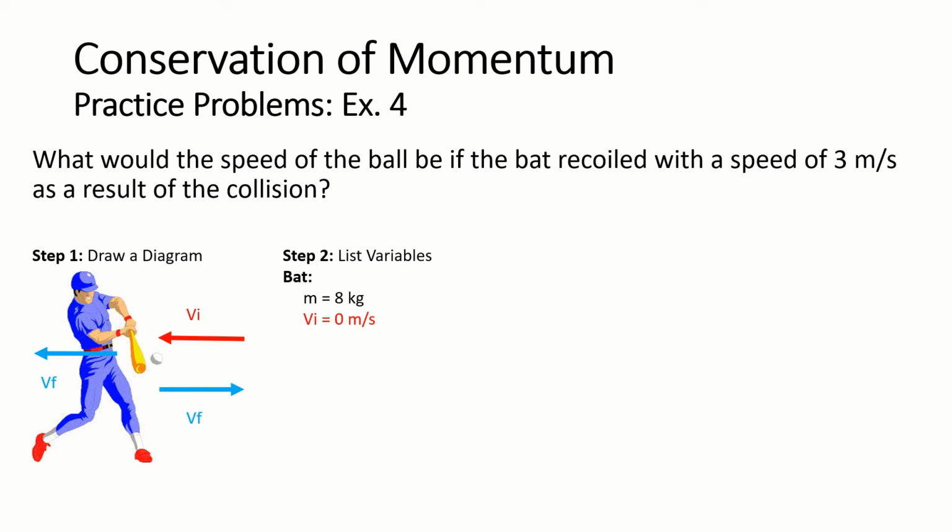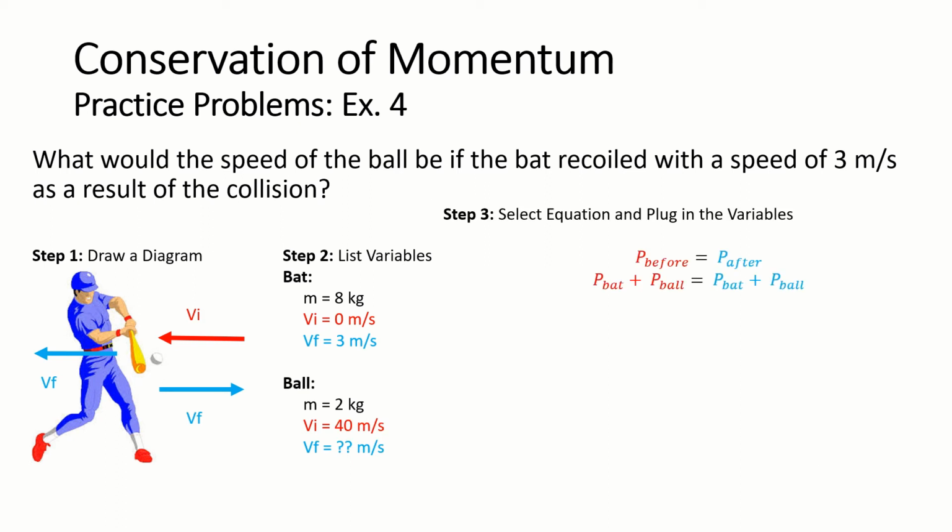It doesn't change the setup, right? Notice I still make my list of variables for the bat. I still make my list of variables for the ball, and it doesn't change the equation I'm using or how I set it up, right? I've got a bat and a ball exclusively. They're both moving independently before the collision in red. They're both moving independently after the collision in blue. But after the collision, the ball's not the only thing moving anymore. And so you've got to change it. You've got to add this term.